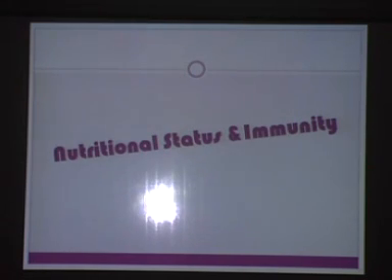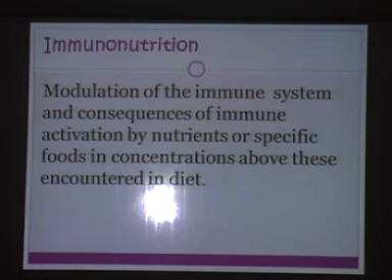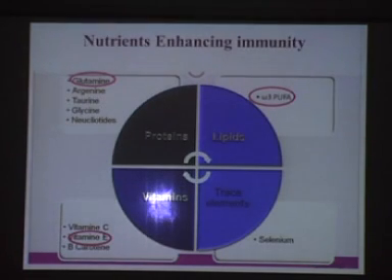Nutritional status and immunity. The major components are the amino acids. For example, glutamine is one of the most abundant amino acids in the body. It is very important for proliferation of rapidly dividing cells, such as leukocytes and macrophages, and very important for activation of the natural killer cell, which is a very important line of defense against cancer.